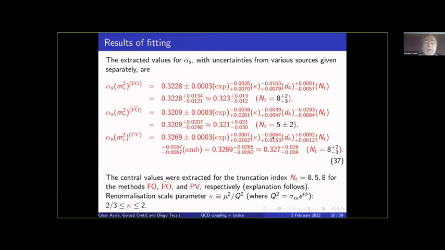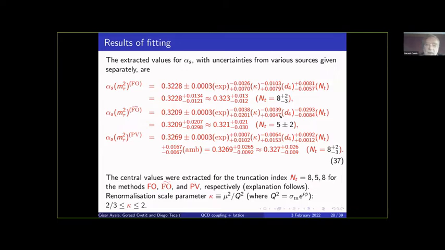So the extracted values for alpha S with uncertainties that we get are the following. For number of truncation 8 for FO, for FO tilde till the number of truncation 5, and for inverse Borel principal value 8. These are the central values. Experimental uncertainties are relatively small, but the renormalization scale uncertainties are larger. The uncertainties due to D4, because D4 is 275 plus or minus roughly 60, are large. And variation of truncation, we vary truncation around this, is also large. So theoretical uncertainties are relatively large.